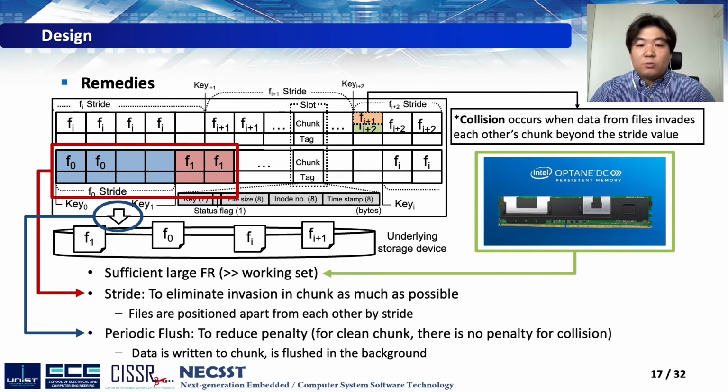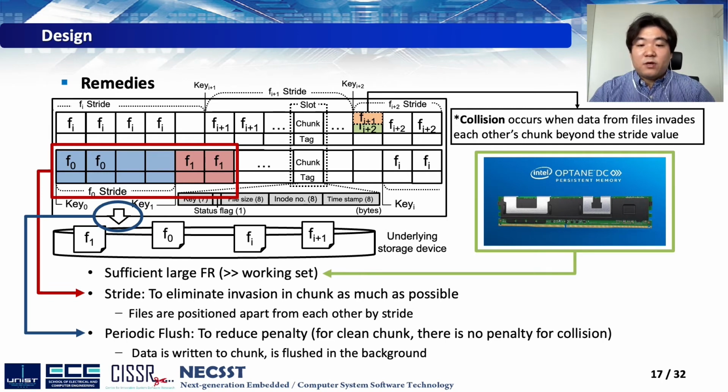In addition, we provide two techniques to prevent collisions due to overlap between data in FR. That's stride and periodic flush. The stride technique eliminates invasion in a chunk as much as possible. As shown in the red rectangle of the figure, through the stride technique, files are positioned apart from each other.